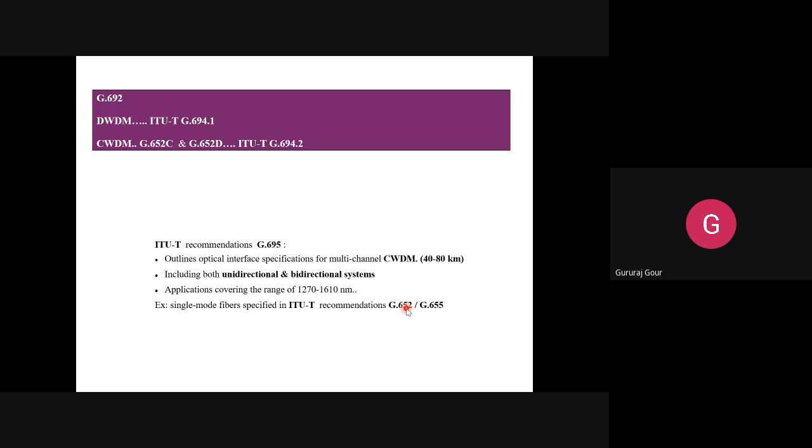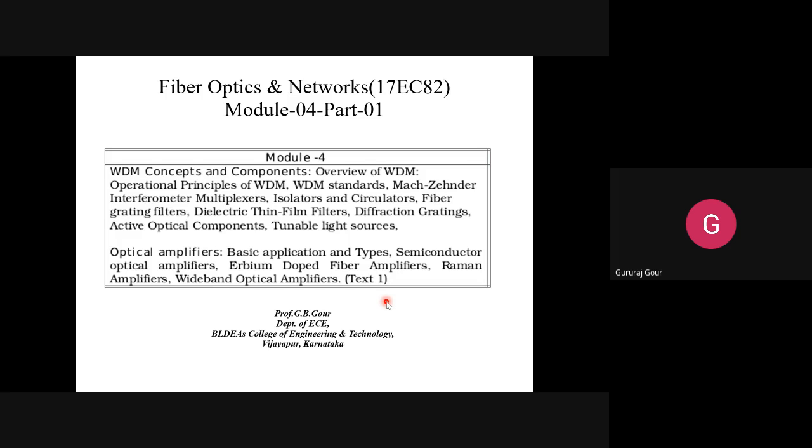Today we have seen an overview of WDM, how to define and explain WDM. We have completed how to explain the operating principle, how to implement WDM, and the WDM standards we have covered till today. In the next session, we are going to see the Mach-Zehnder interferometry concept, a very important concept in the module. What we discussed today is also very important. Stop now.